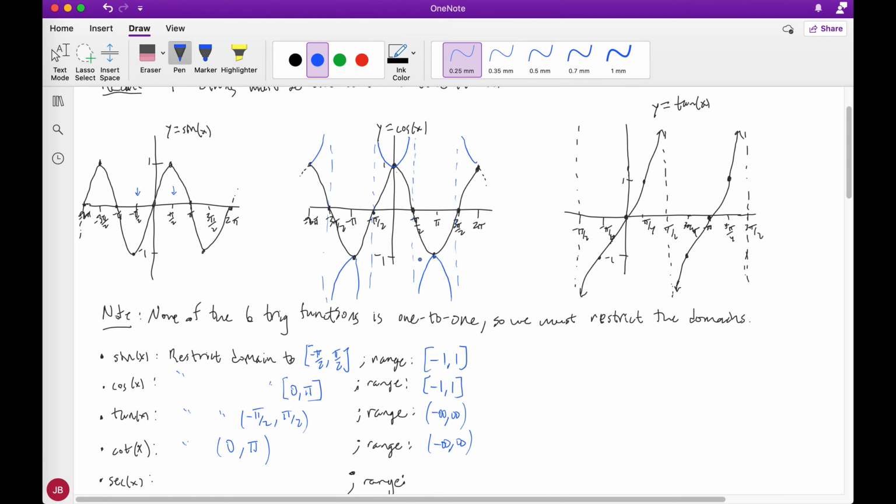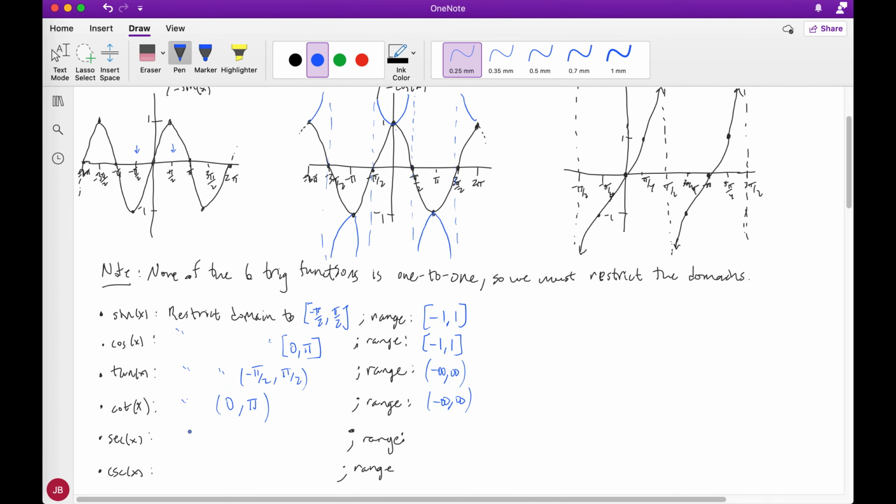Well, not my best drawing, but there we go. So what we're going to do is use from 0 to pi over 2, open at pi over 2, so just this right piece going up, and then this left piece going down, from open at pi over 2 to closed at pi. That'll be our restriction on the domain.